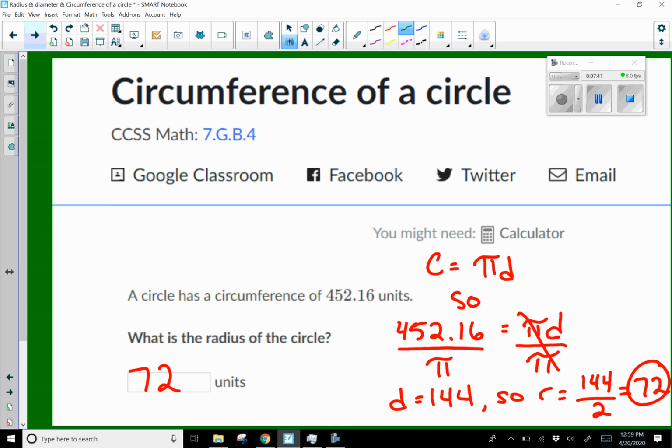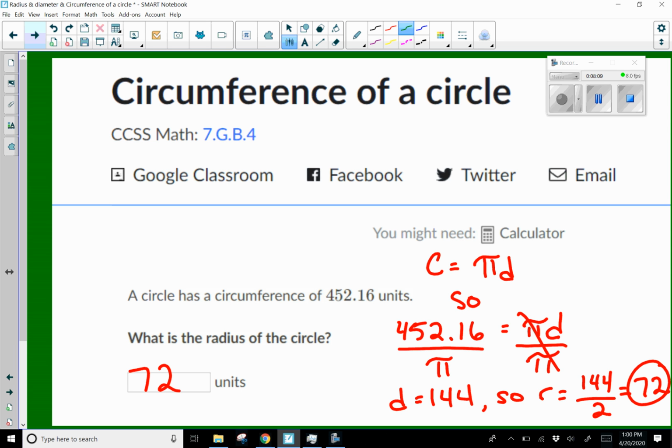Okay, next problem. This is a similar one. A circle has a circumference of 452.16 units. What is the radius of the circle? So this has one extra step now. We're going to solve it the same way we just did the last one. However, that's going to give us our diameter, and they want us to find the radius. So once we find our diameter, our last step is going to be to divide by 2 because our radius is half of our diameter.